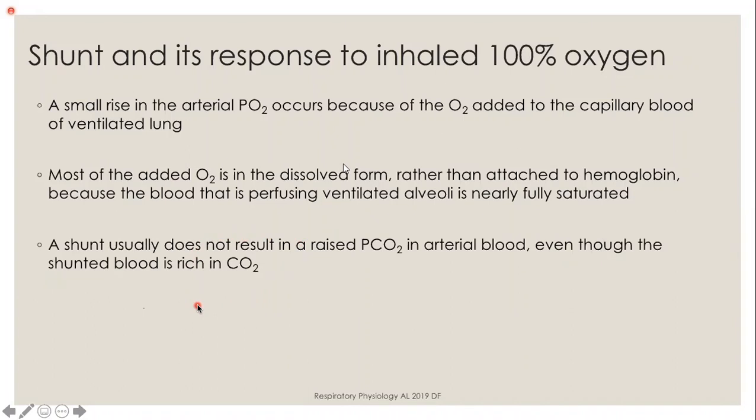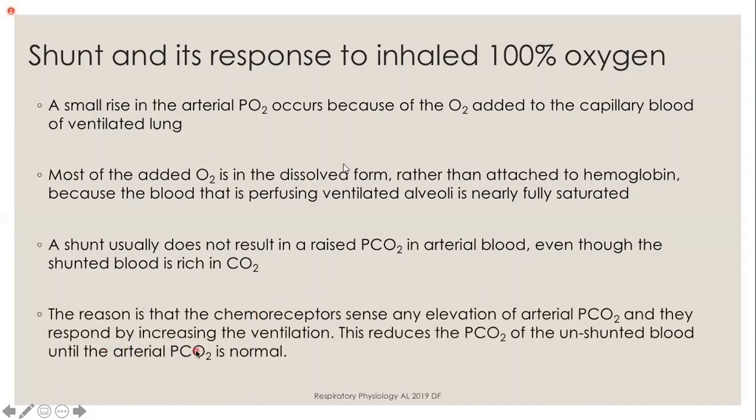And again, a shunt usually does not result in a raised PCO2 in blood, because you may have this question, okay, what happens to the PCO2? Because venous blood is rich in carbon dioxide. It does not give rise to a raised PCO2 because of that same mechanism I told you. When the PCO2 rises, that is quickly sensed by the chemoreceptors and the respiratory rate will go up, and therefore PCO2 will come down again.